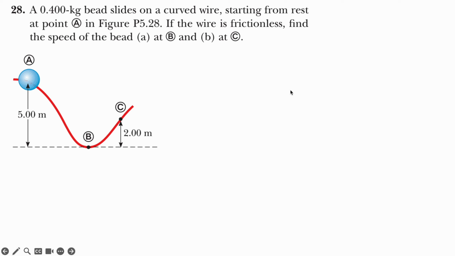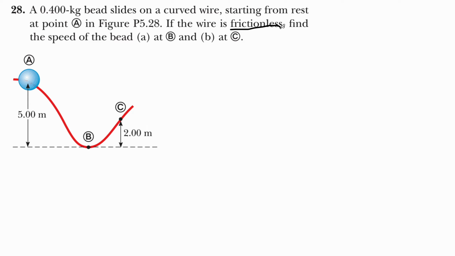So for number 28, we've got a bead that slides on a curved wire starting from rest at point A. If the wire is frictionless, find the speed of the bead at point B and at point C. Now, one of the critical parts about this one is the fact that the wire is frictionless. That means there's no energy lost.